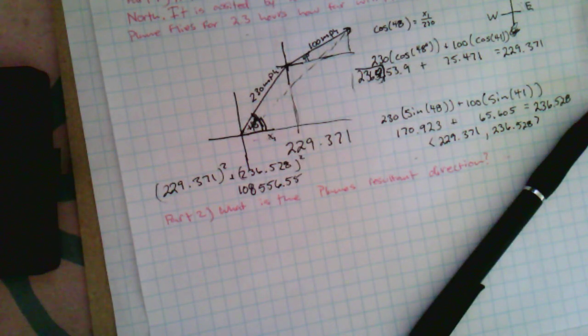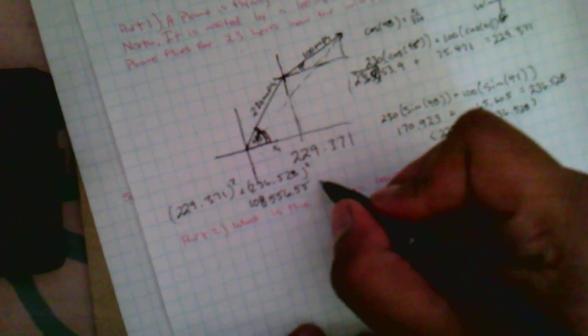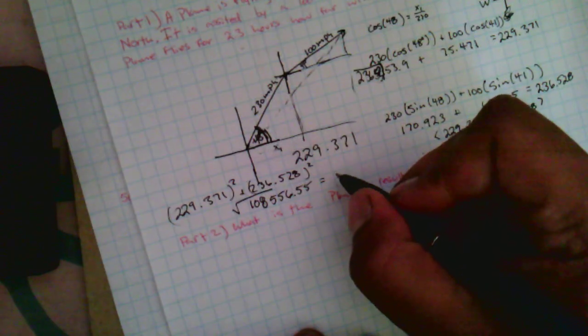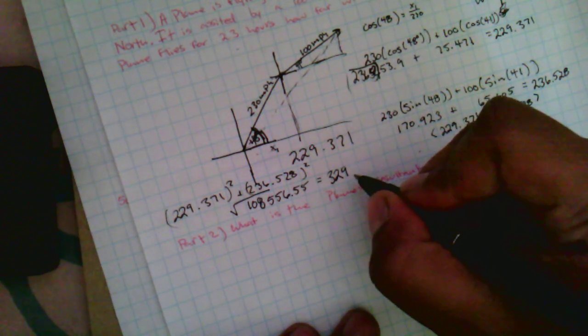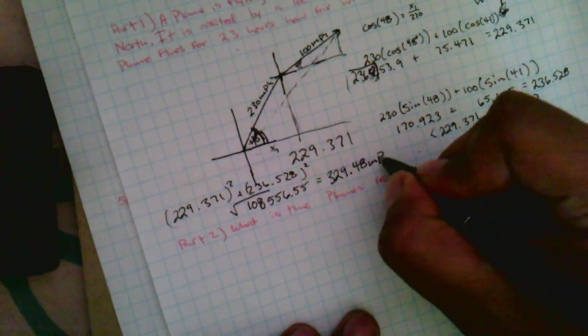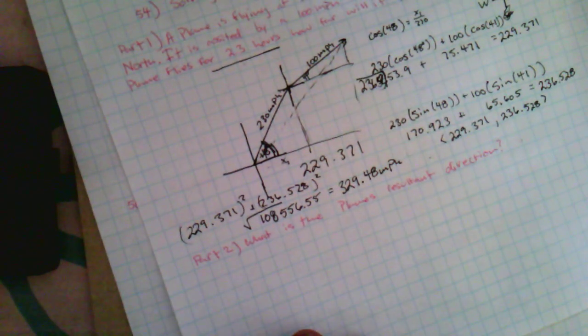Now. 0.55, and that is going to give us 329.48 miles per hour. So now if we want to actually answer the question, which says for 2.3 hours, how far will we have traveled?